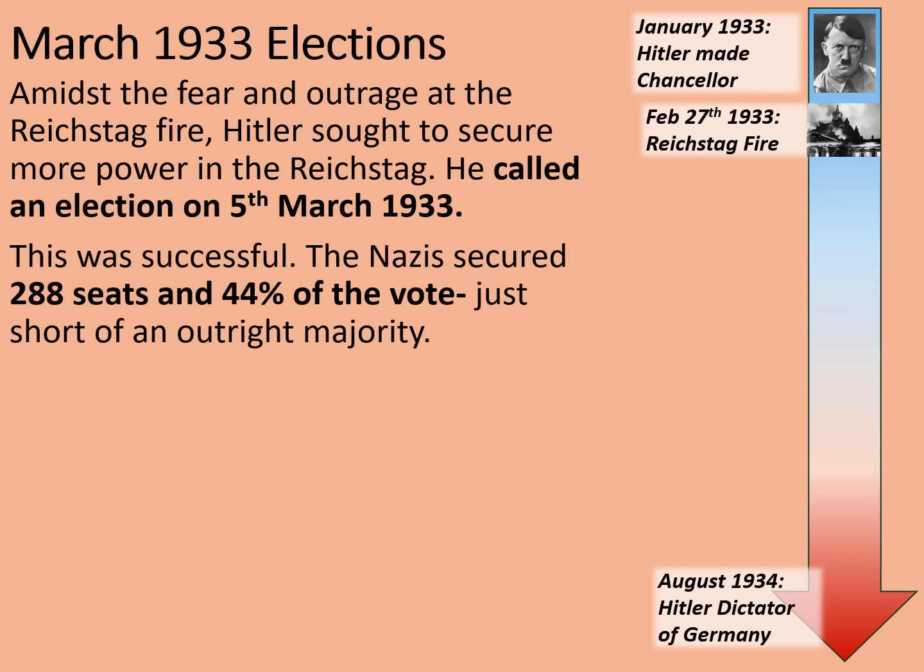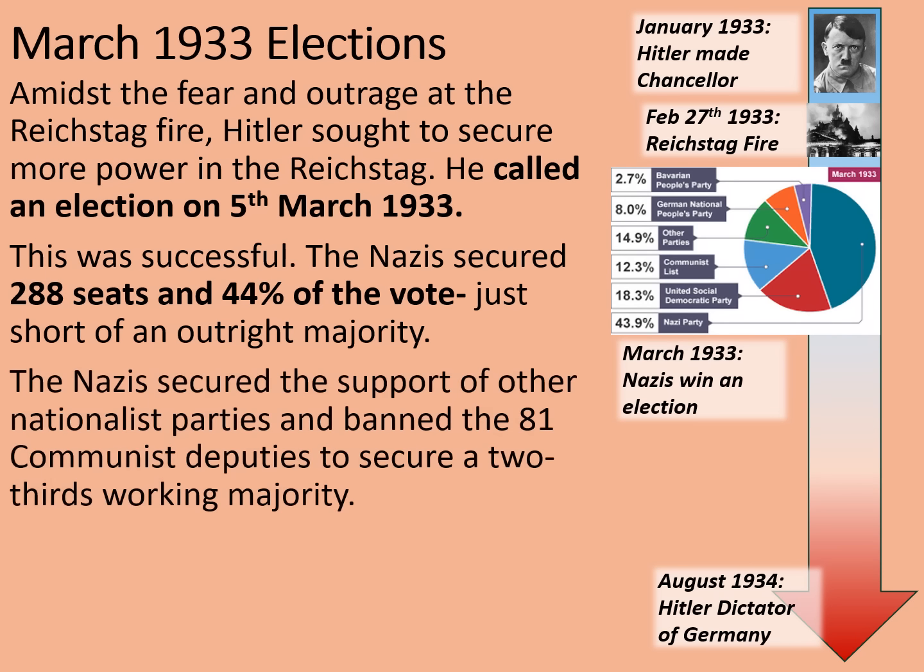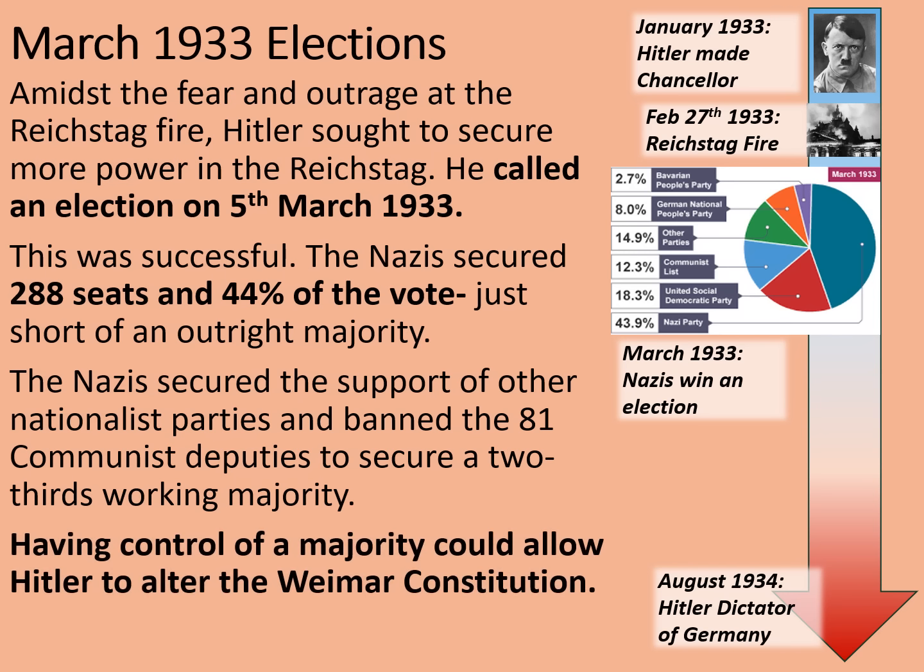The Nazis secured 288 seats and 44% of the vote, their most successful result ever, just short of an outright majority. The Nazis secured the support of other nationalist parties and banned the 81 communist deputies to secure a 2/3 working majority in the Reichstag, which would effectively allow them to do what they wanted. Having control of a majority would allow Hitler to alter the Weimar Constitution, and that was his next move.